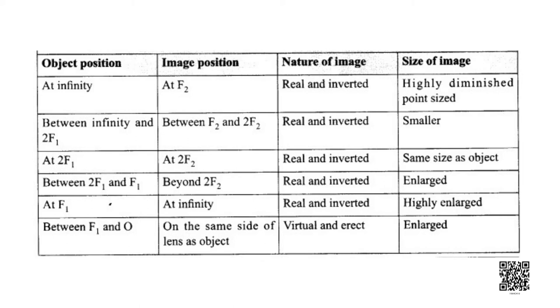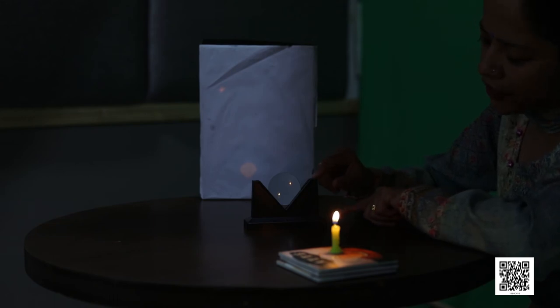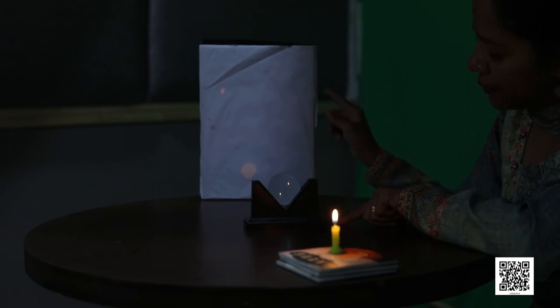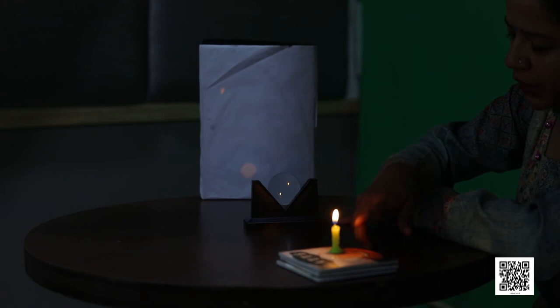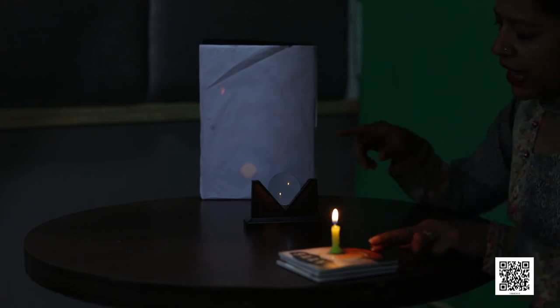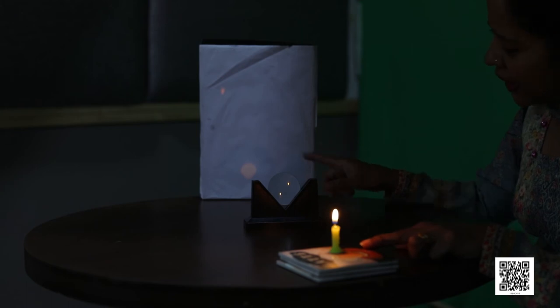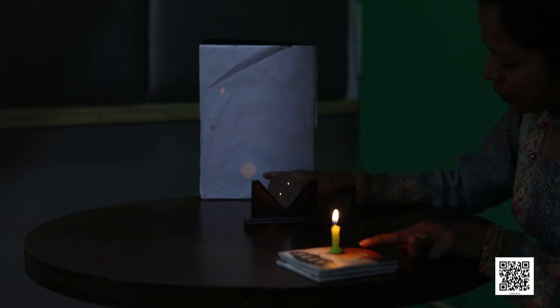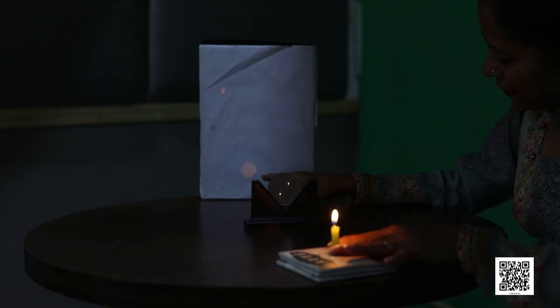Let's do it. For the image formation by a convex lens, I have here a convex lens in the lens stand, a screen and a candle which acts as an object. Now, as you are seeing, I have placed this lens between the candle and the screen, and there is a bright part on the screen. This bright part is the image of this candle.